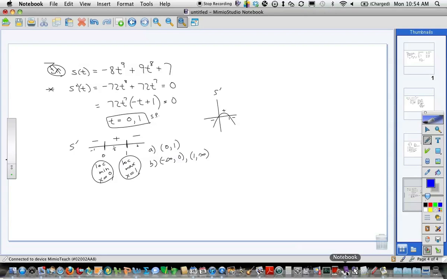This number line tells me what about the particle then? What's the particle doing over here? Going left. Then right. Then left. So the answer to the question, when's the particle moving to the right? From 0 to 1. Right? So you would have done all of the same work to answer that question. Okay?